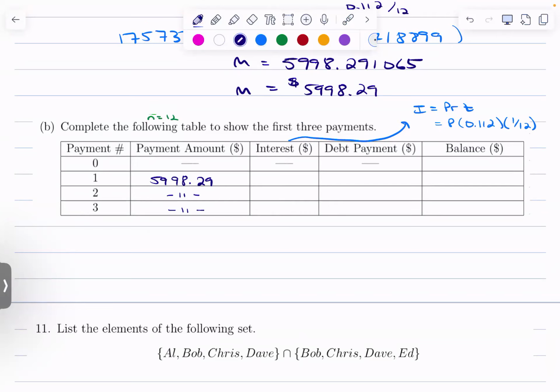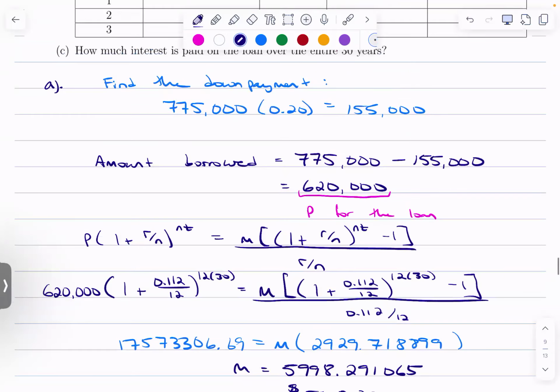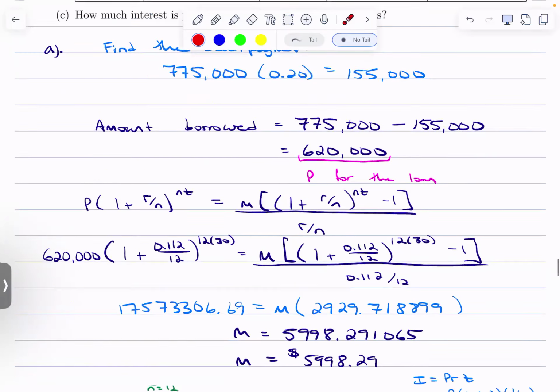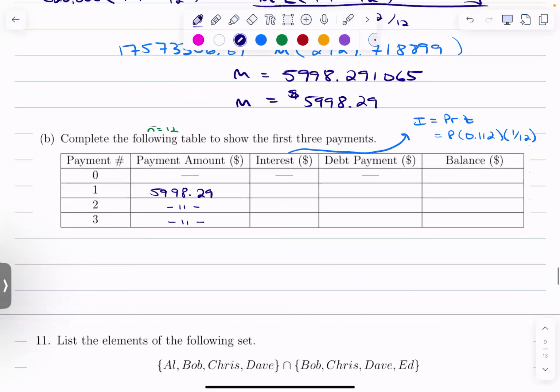Which means we have to have our starting balance, right? $620,000 as your P, right? That's all you're paying off. Yes, you bought the home, but you've already paid cash, right? That's done. So you've got your $620,000 as your initial balance. And so we didn't do this in class, but I've made you a 0 line so that you can have your first balance there.